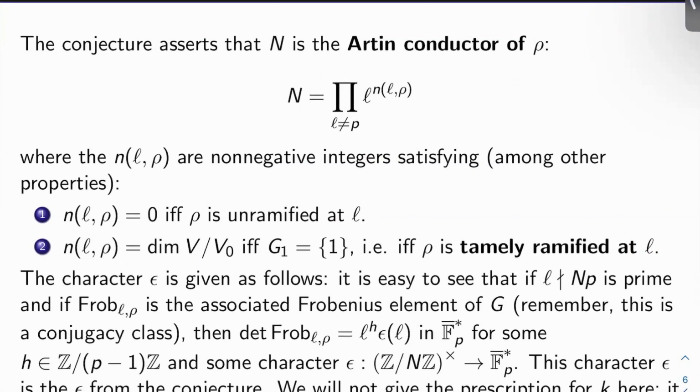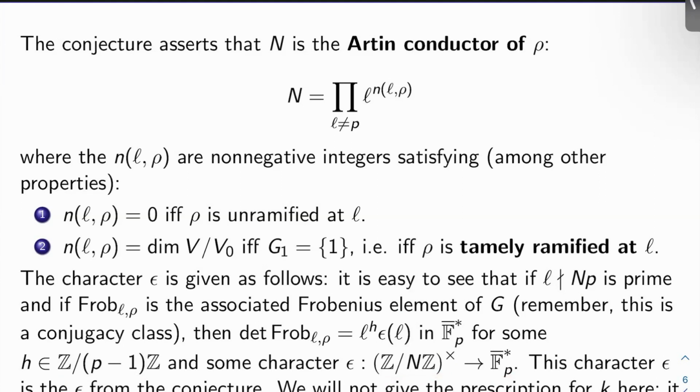What is the character epsilon? It's a pretty easy check to see that if L is a prime not dividing Np, and if Frob_L is the associated Frobenius element of G, remember this is actually a conjugacy class of elements, then the determinant of Frob_L is L^h times epsilon(L) in F_p bar star, for some h in Z mod (p-1)Z, and some character epsilon from (Z mod nZ)^* to F_p bar star. And this character epsilon is the epsilon from the conjecture. And then, as I said, I won't talk about k here.